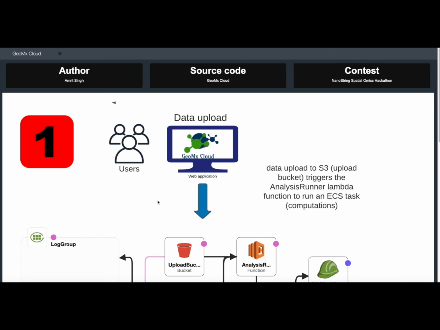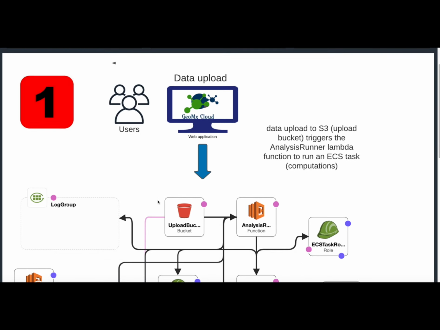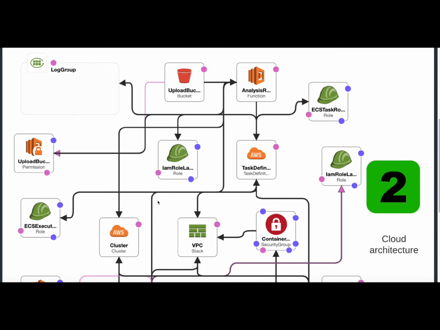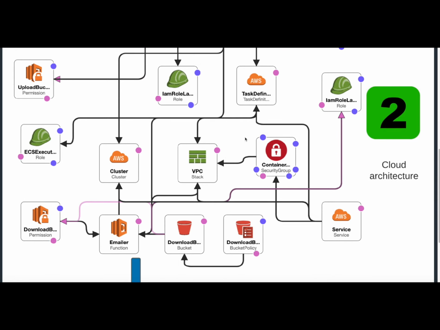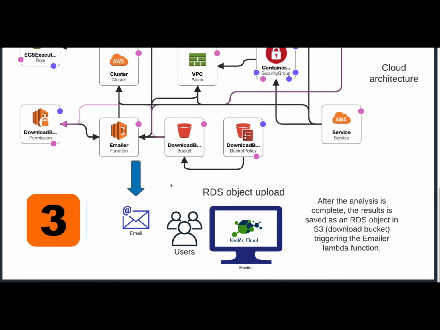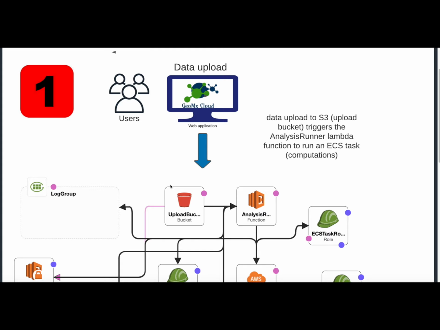This is the landing page of the application that describes the app architecture. Step 1 is data upload. Step 2 describes the cloud architecture, which includes buckets that store the data, which in turn run functions to run cloud containers that will run the analysis and save data in other buckets. The results are emailed to the user, which then are uploaded to the application for viewing.